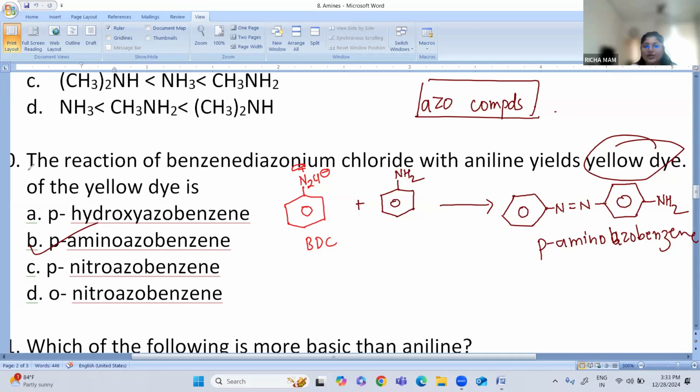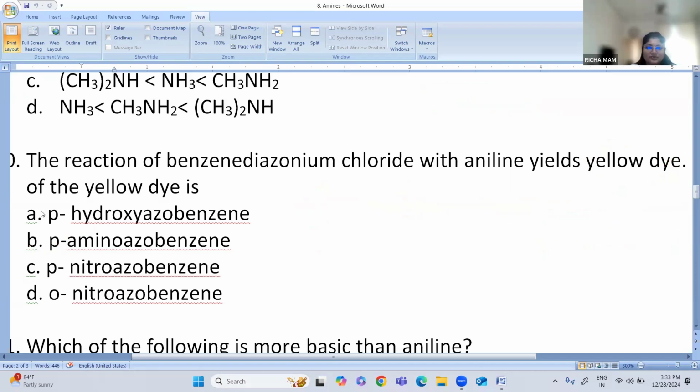So remember that. Two azo compounds are there, two coupling reactions are there. Both the coupling reactions are very important. So option B is the answer.